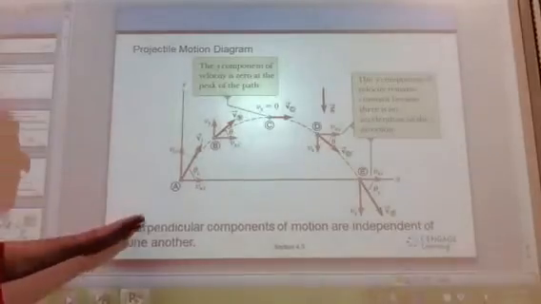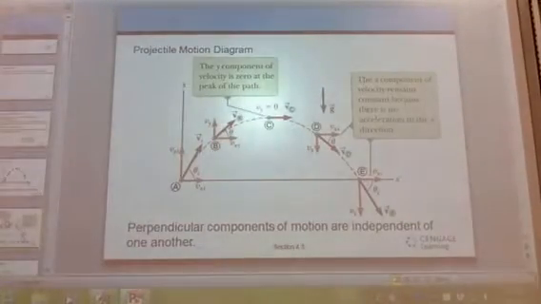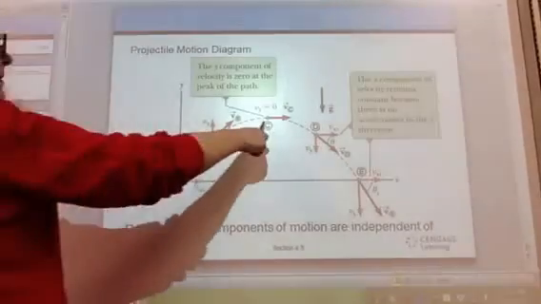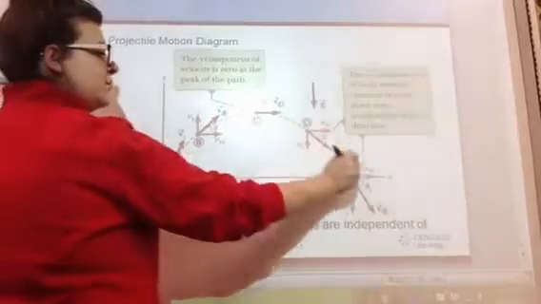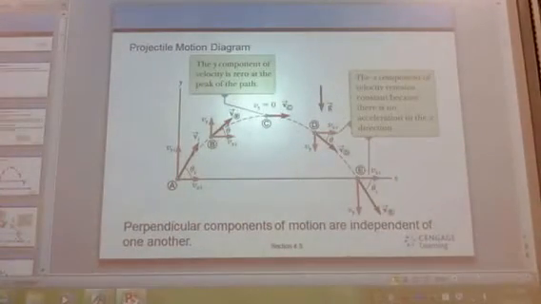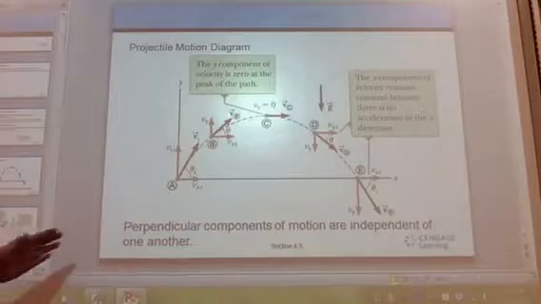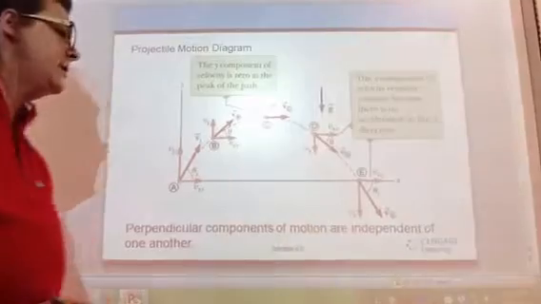So as I'm going up my trajectory, my y component of velocity becomes smaller until it reaches its maximum height, or its peak, and it will be 0. Then as it moves back down, it increases in magnitude again. So: decreasing going up, 0 at maximum height, increasing coming back down.